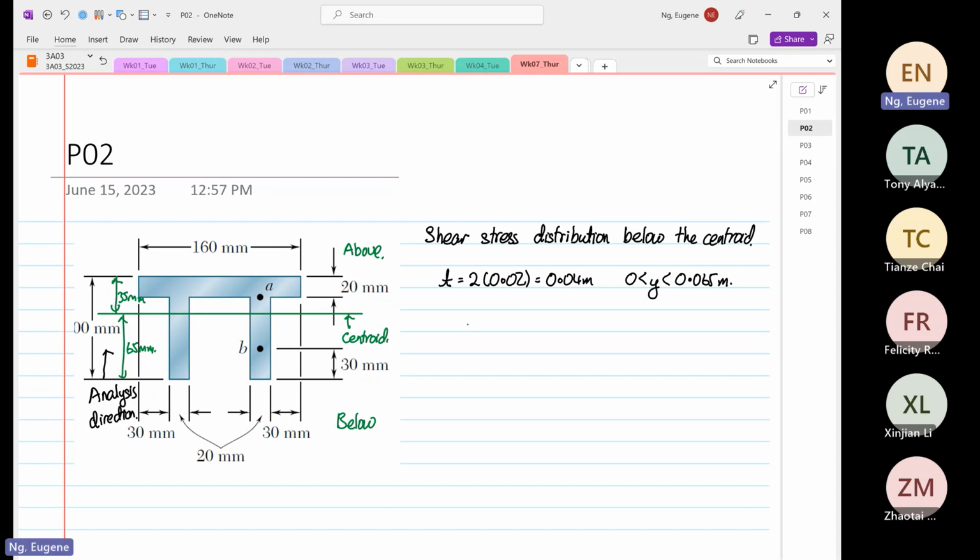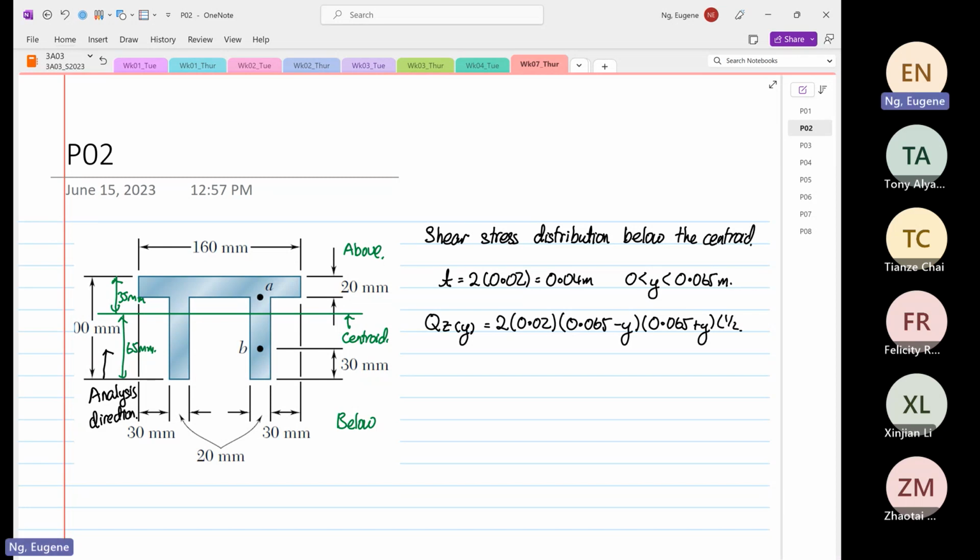Right. So from here, what we do now is we again find the first moment of area, Q of z, as a function of y. So this is twice the width, which will be 0.02, the depth will be equal to 0.065 minus y, and 0.065 plus y, multiplied by half.